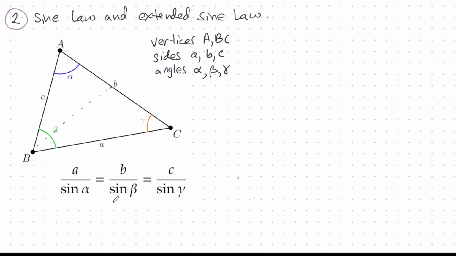Right, so the typical usual sine law looks like this. That is the sine law we know and love from school. Little a over sine alpha is little b over sine beta, and so on. But the question remains, what are these things actually equal to? They are equal to each other, but they are equal to what? And that gives us the extended sine law.